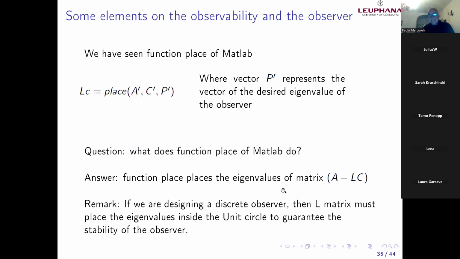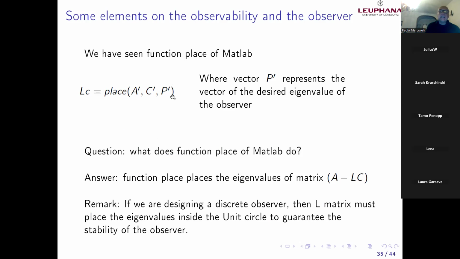Place realizes exactly this. We have in this slide what Place does. Place solves directly this problem here. Of course, here is a little bit strange because the argument of the function Place, which is a MATLAB function, are characterized not by, as we can see here, A and C, but A transposed and C transposed.